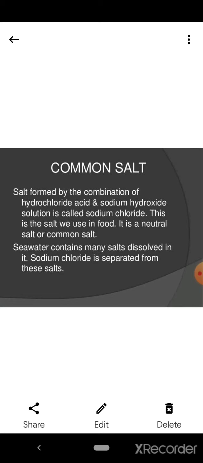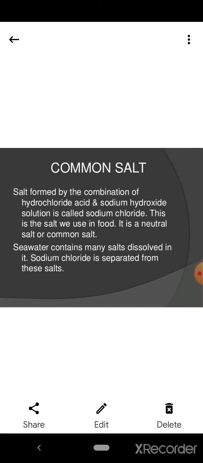Beds of rock salt were formed when seas of bygone ages dried up. Rock salt is mined like coal. Or you may have learned about the Dandi March by Gandhiji in your history also. Did you know that sodium chloride was such an important symbol in our struggle for freedom?